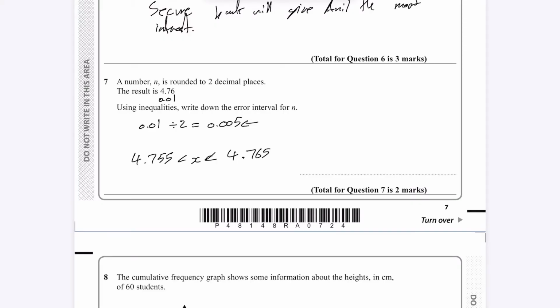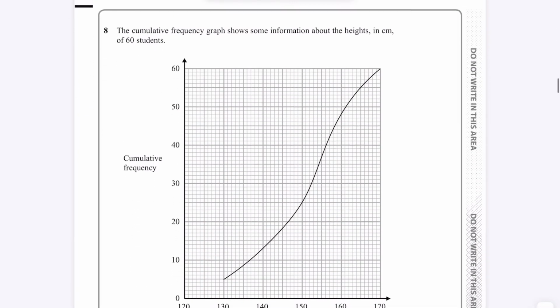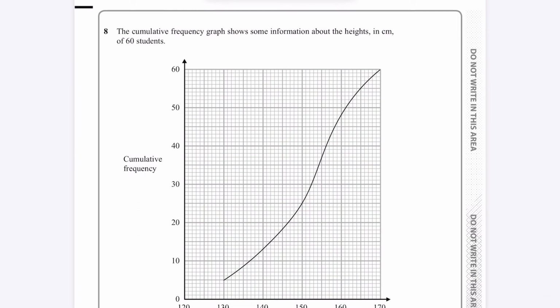Now, if you think about it, can the value be 4.755? What if I round this to 2 decimal places? Well, that becomes 4.76. That's fine. So we can include this one, so that becomes less than or equal to. And can the value be 4.765? Well, if I round this to 2 decimal places, it becomes 4.77. So it can't be this. So it's not included. So we don't need to put that sign here. So that becomes 4.755 less than or equal to x less than 4.765.